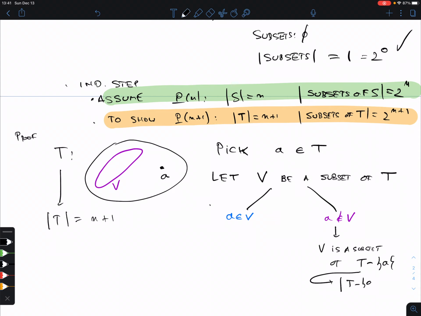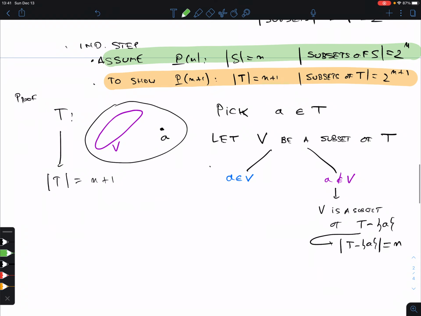If I calculate the number of elements, well, the original set has n plus 1, I removed 1, so this is n elements. My induction hypothesis says there are, how many possible V's are there? Exactly 2 to the n, right? This is now the subsets of S. What is S here? This is now my S.